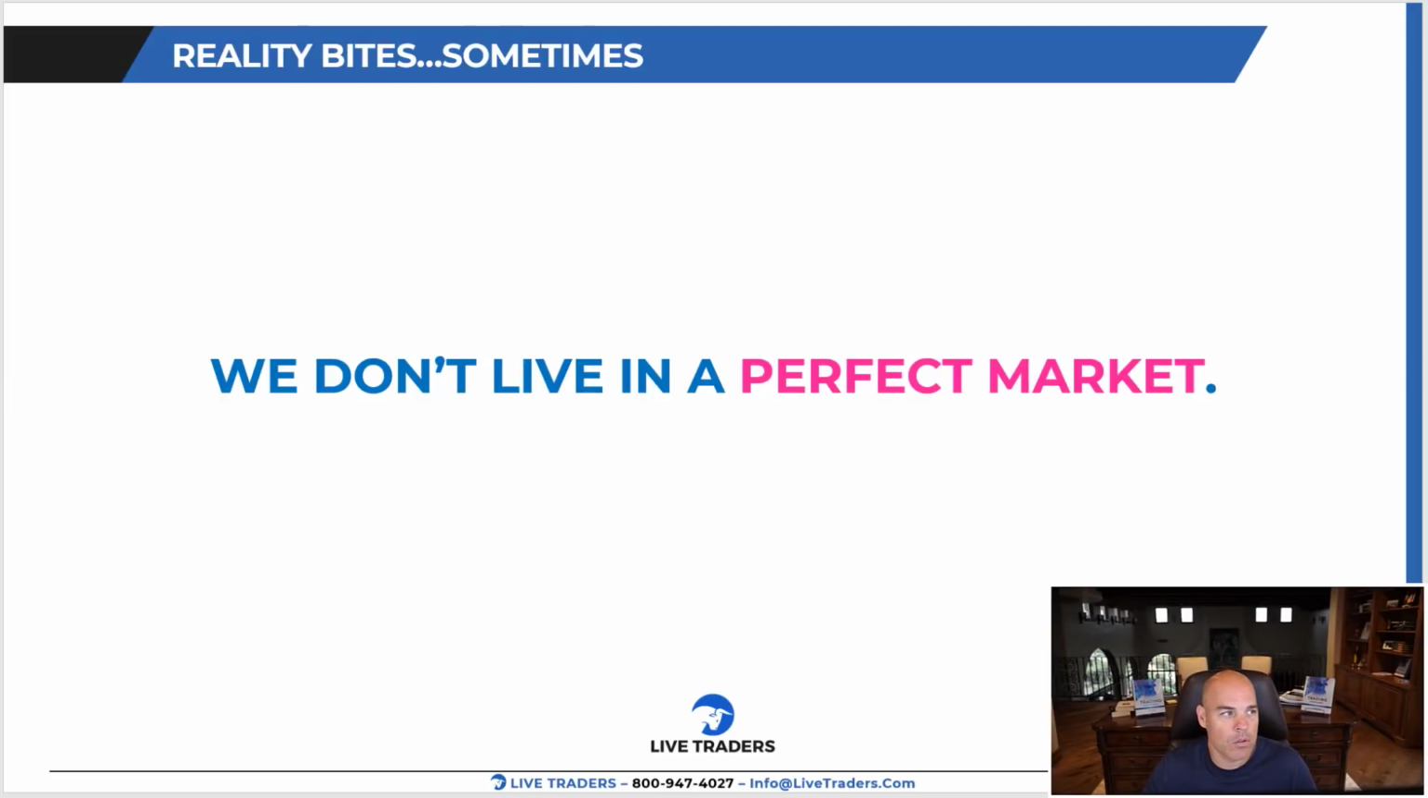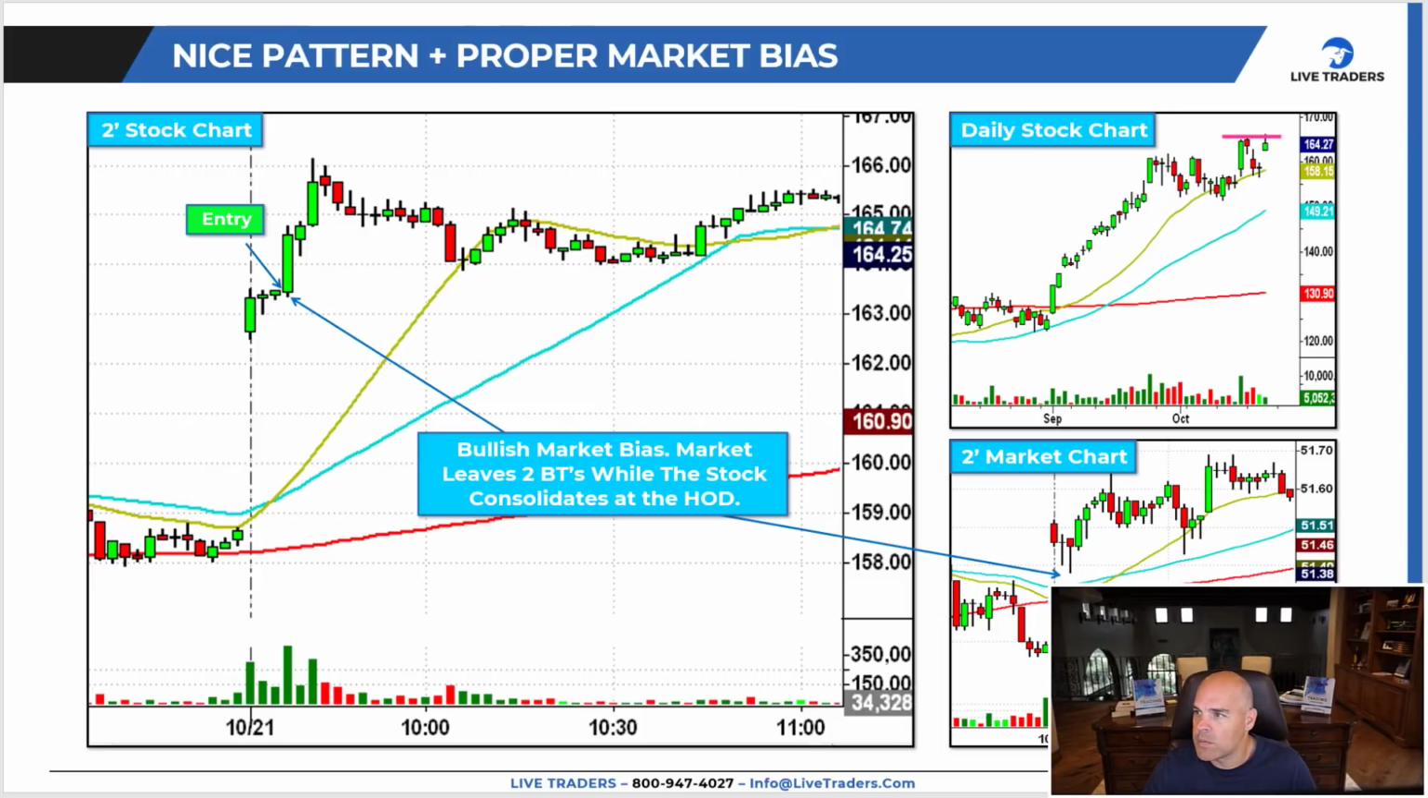So when you sit here and you look at this stuff, right? You see these posted on social media because I'll post them. You see them in professional trading strategies, etc. And you're like, oh my gosh, goodness gracious, wide range bar, narrow bar, rip. What's there not to like about this? Nice pattern, proper market bias, right? Market gaps up, stocks in an uptrend. You get your 4-bar play and you walk away and you're like, here, hold my beer.